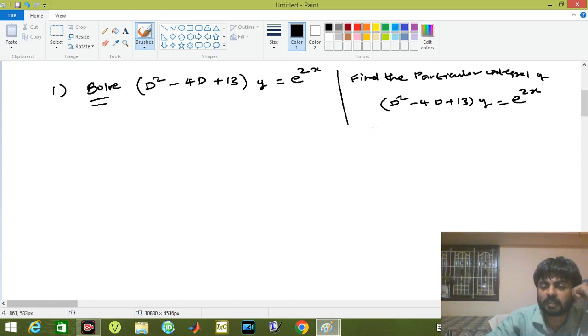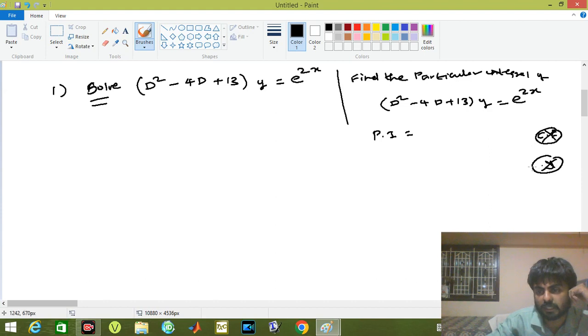it is not necessary to find CF. You can directly find PI. The only thing is you have to find PI, and what is not necessary? CF is not necessary and the value of y is not necessary. So y equal to CF plus PI will not arise since we have not found CF, since they have asked us to find only the PI. So this may be asked for 2 marks.